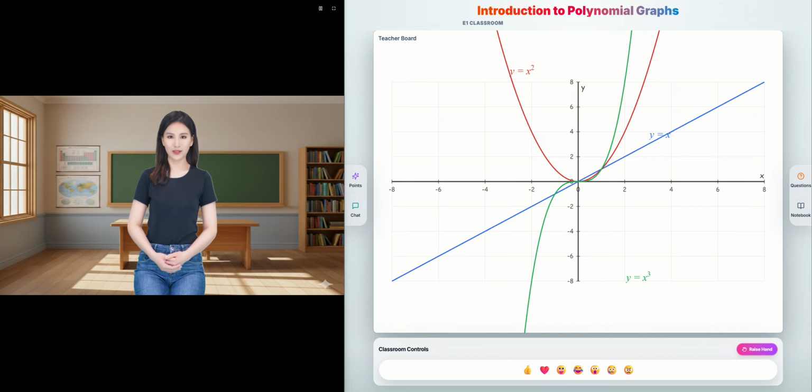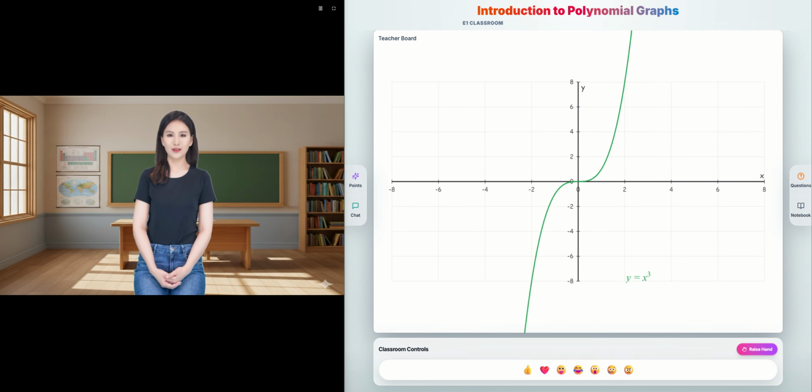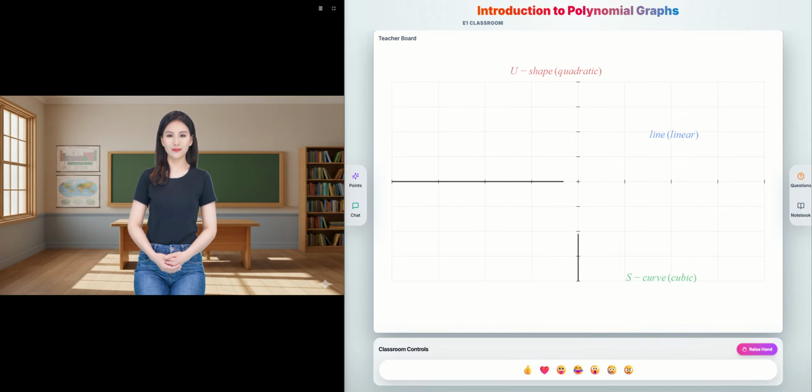So comparing all three, linear graphs are straight lines, quadratic graphs make a U-shape, and cubic graphs have this S-curve. Let's visualize that difference. Notice how the cubic graph changes direction. It starts by going one way, then curves around and heads in the opposite direction. So we've learned that the degree of a polynomial affects its shape. Higher degrees create more curves or turns in the graph.